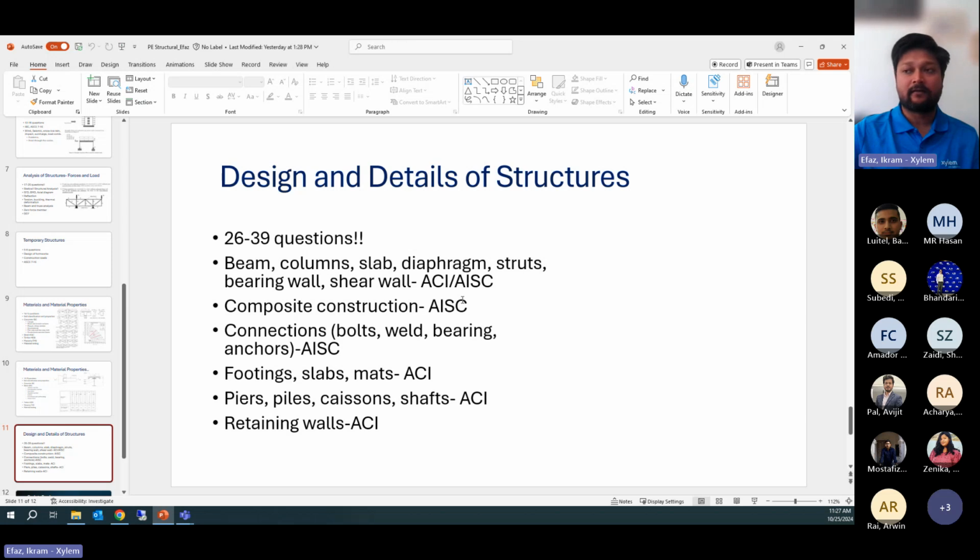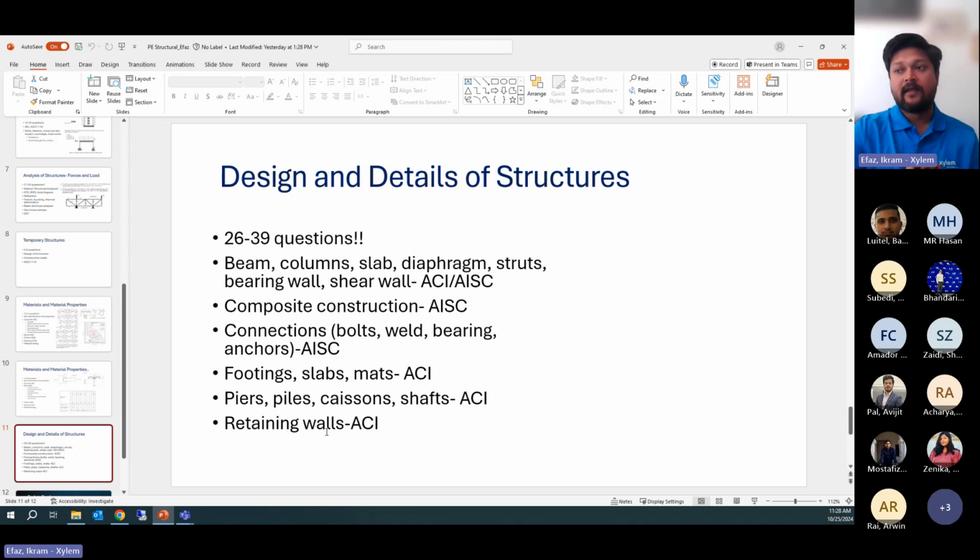And also you have to know the calculation of connection, which is bolt, weld, and the bearing anchor, from AISC, because most of the connections are steel. Then you have to know about the footing, slab, and mat, which are from ACI, the shallow foundation. And then also the deep foundation, pier, pile, caisson, shaft, which are from ACI. And then you have to know how to design the retaining wall. These are also from ACI. So you can see that if you know ACI and AISC, you can answer at least 50 questions from the PE. You have to know the ACI and AISC from top to bottom.